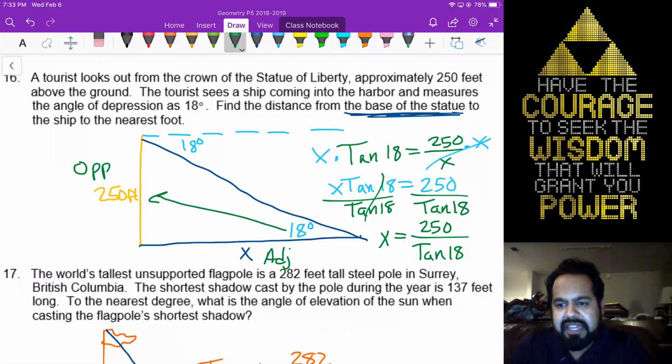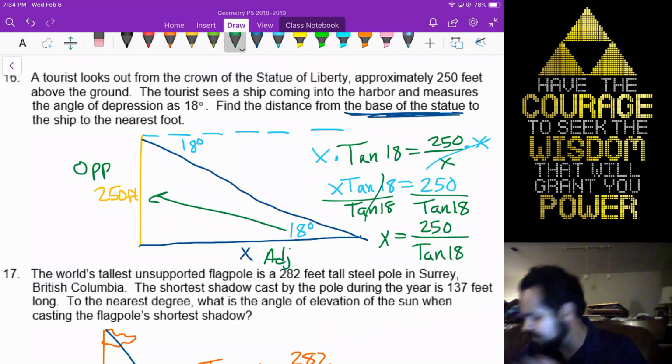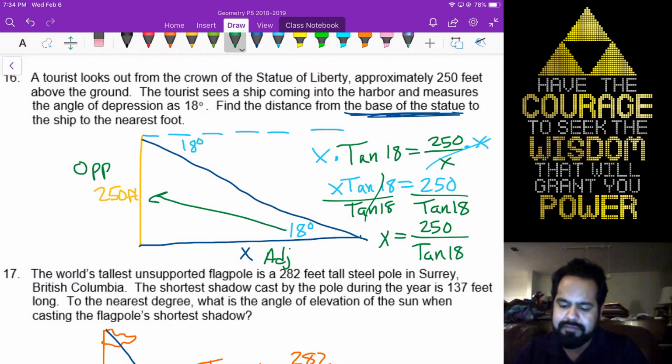Cameron, you're asking me as if I typed it into my calculator. I don't know why you would do that. I'll humor you just because you'll humor me tomorrow. So 250 divided by tangent of 18. 769.4, yep, that looks good. Thank you, Elijah. You're my boy.